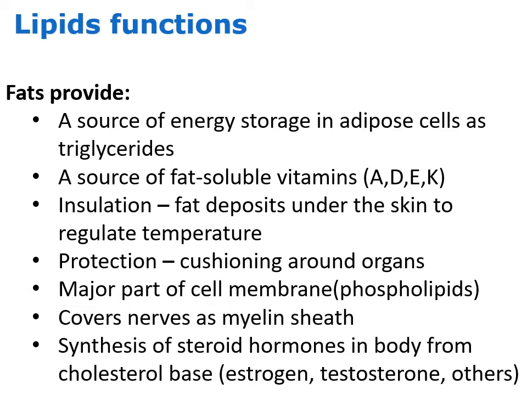Okay? Insulation. So fat deposits under our skin as adipose tissue provide insulation to us to regulate temperature. Okay, so that's an important role for fat. Protection. A lot of the cushioning of our body or even around organs are performed by fats. Okay, it's definitely the major component of cell membranes, which are phospholipids, right? So the phosphate head with the lipid chains going inwards.